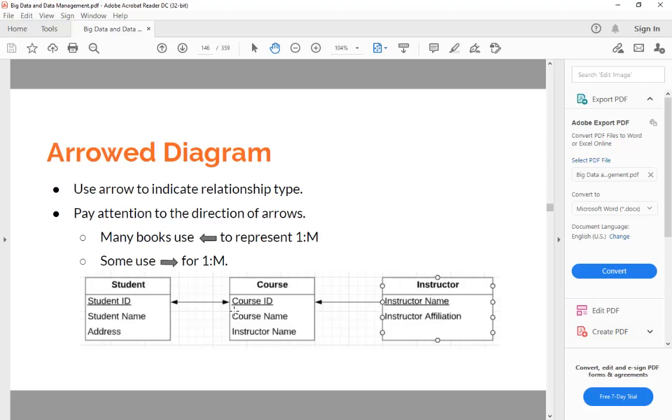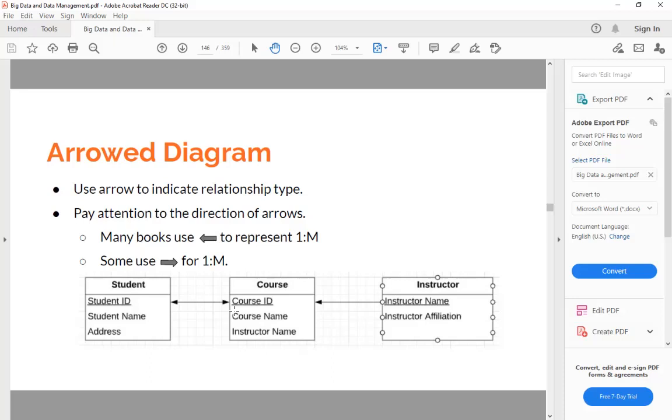Most books use an arrow to represent one to many, which means the direction that the arrow points to is the one side. And if you do not have an arrow, it's the M side. However, there are books using the other way around, which caused a lot of confusion. So this is not something that we are going to use here. I'm mentioning it here because you will see it in other textbooks.